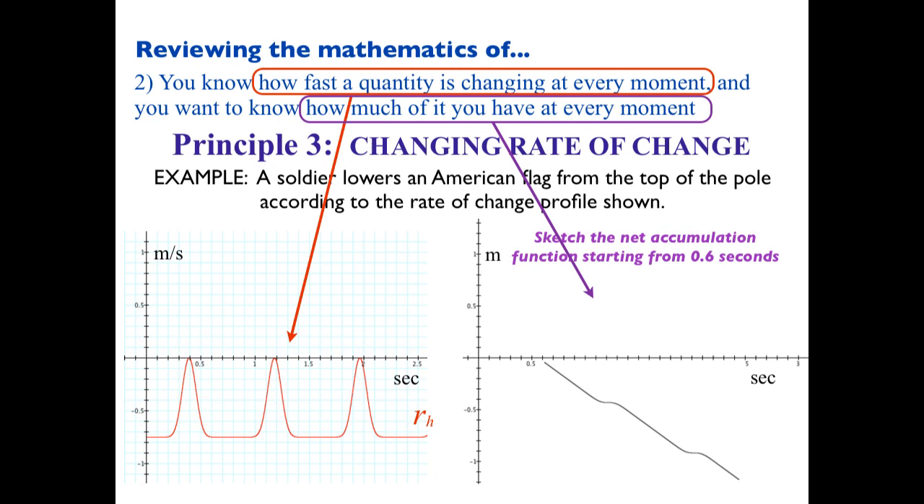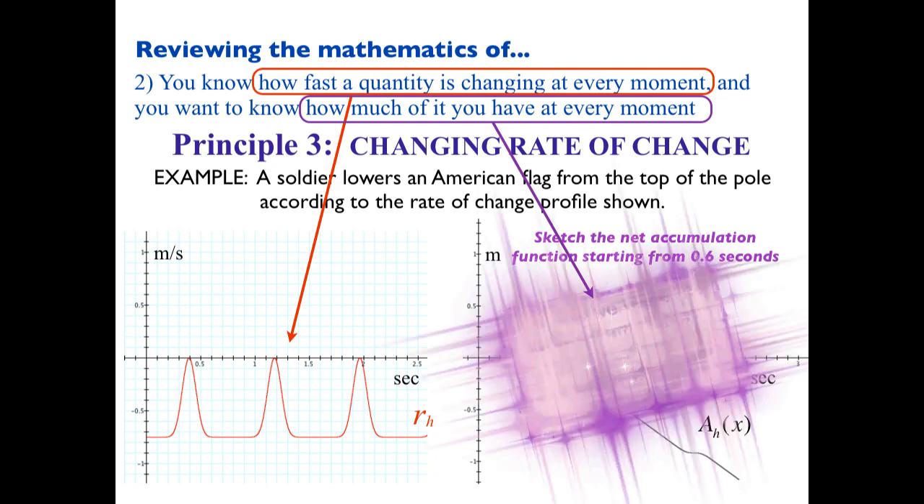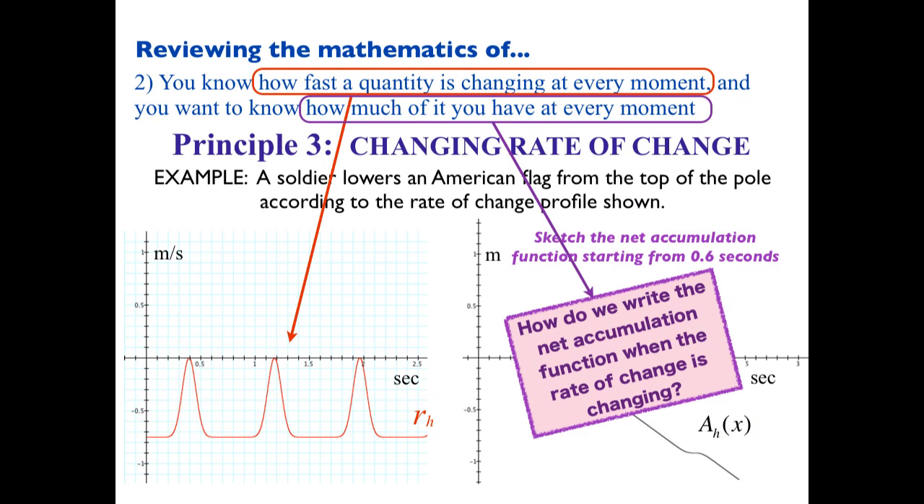All right, so this is the big question. And so that's our a sub h of x, right? That's what we called a sub h. So given the exact rate of change, what's the exact accumulation? And so now that we have a changing rate, we have this question. How do we write the net accumulation function when the rate of change is changing?